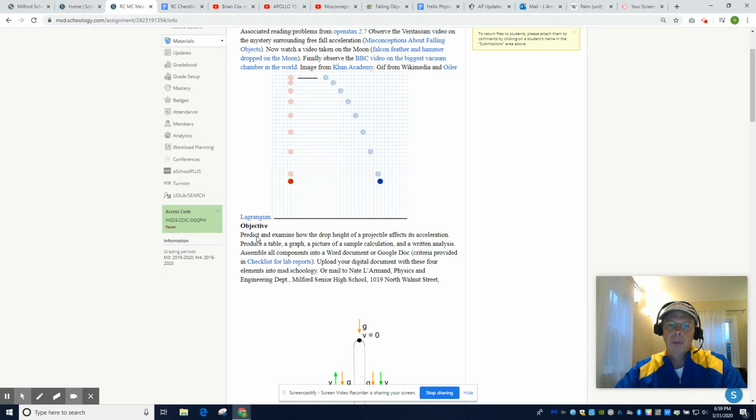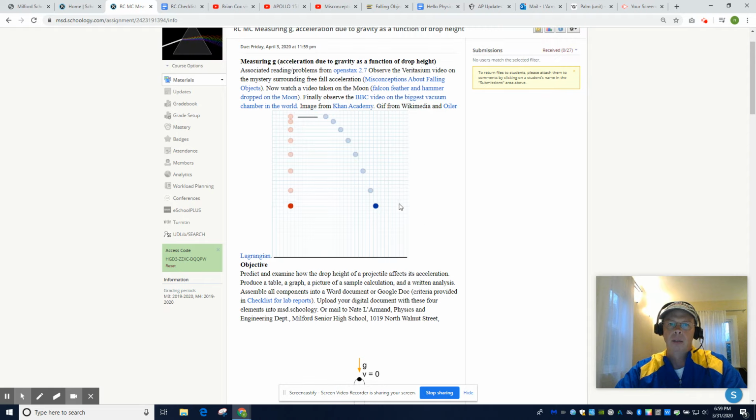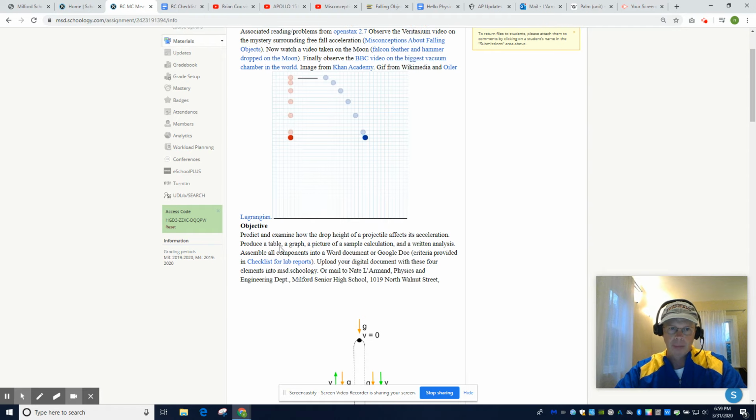I'm going to ask you to predict and examine how the drop height of a projectile affects its acceleration. So again, this is how the math teachers say it. Acceleration is a function of drop height, and this is just the straight up question. How does drop height affect a projectile's acceleration? We've made a lot of tables, drawn a lot of graphs, written a lot of sample calculations, and hopefully you can write a coherent paragraph. Usually we have a little dialogue before we take the quiz, but you got to write a paragraph because we're not probably going to have any dialogue.